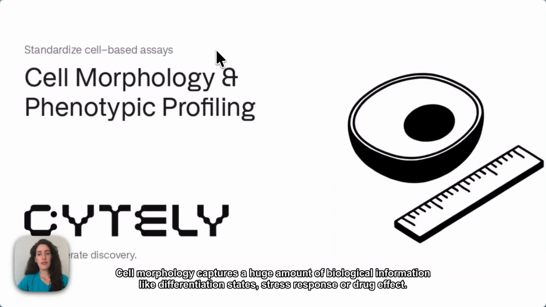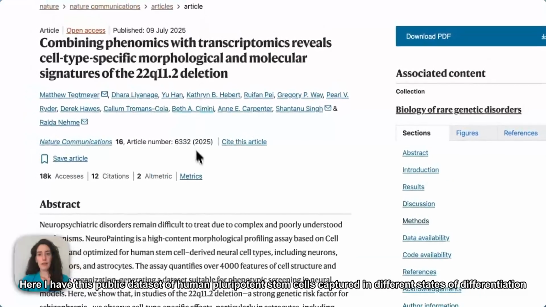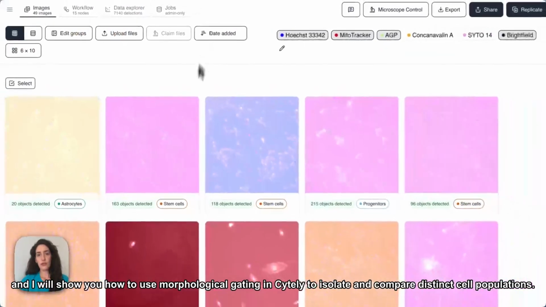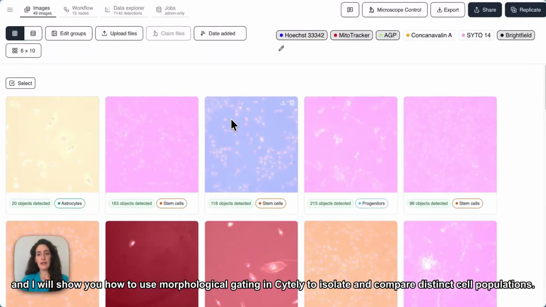Cell morphology captures a huge amount of biological information like differentiation state, stress response, or Bragg effect. Here I have this public dataset of human pluripotent stem cells captured in different states of differentiation, and I will show you how to use morphological gating in Cytely to isolate and compare distinct cell populations.